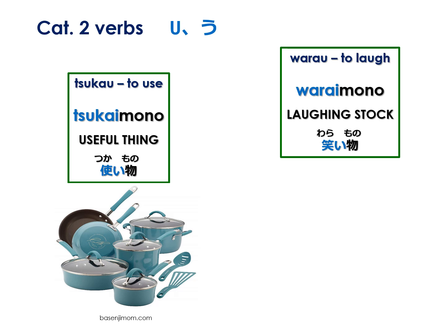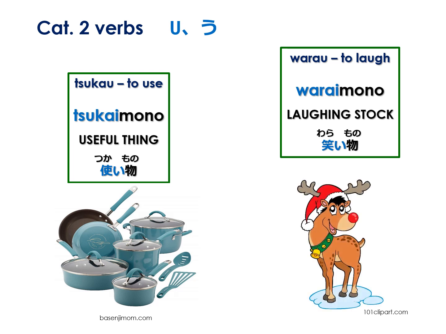Warau means to laugh, and waraimono is a laughing stock or someone or something that people laugh at. For example, here's Rudolph, the red-nosed reindeer. The other reindeers laughed at him until he became Santa's special reindeer, and he was no longer a waraimono.